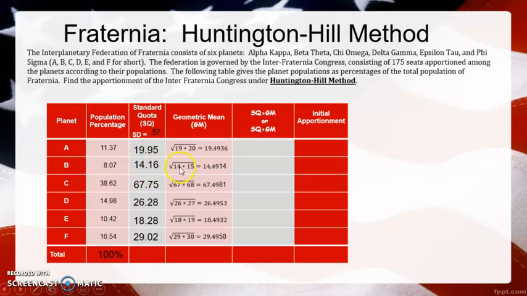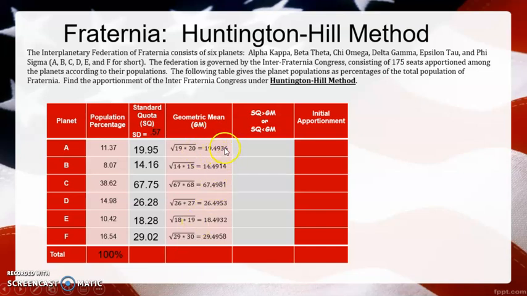So we're going to find the square root of 14 times 15, since that is lower quota times upper quota, and that's approximately 14.4914. For C, it's the square root of 67 times 68, lower quota times upper quota. For D, square root of 26 times 27, lower quota, upper quota. And we can do this same process for E and F as well.